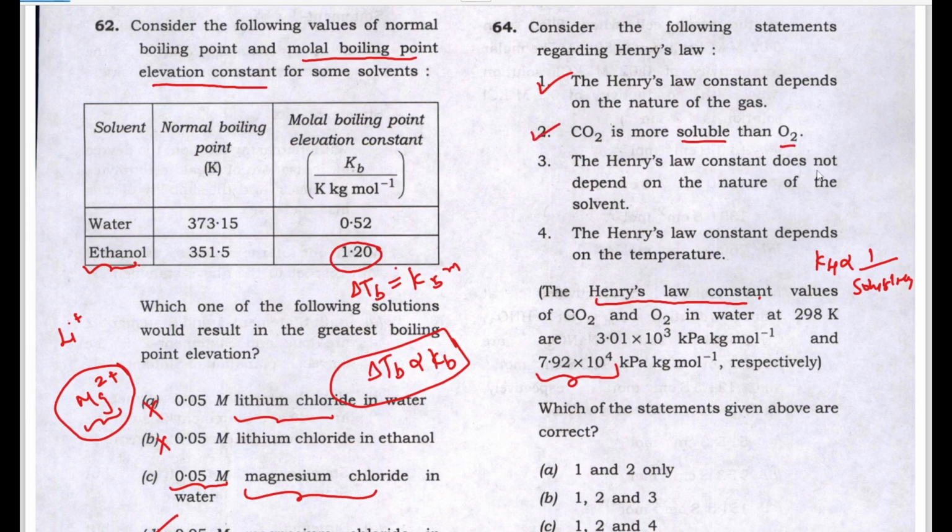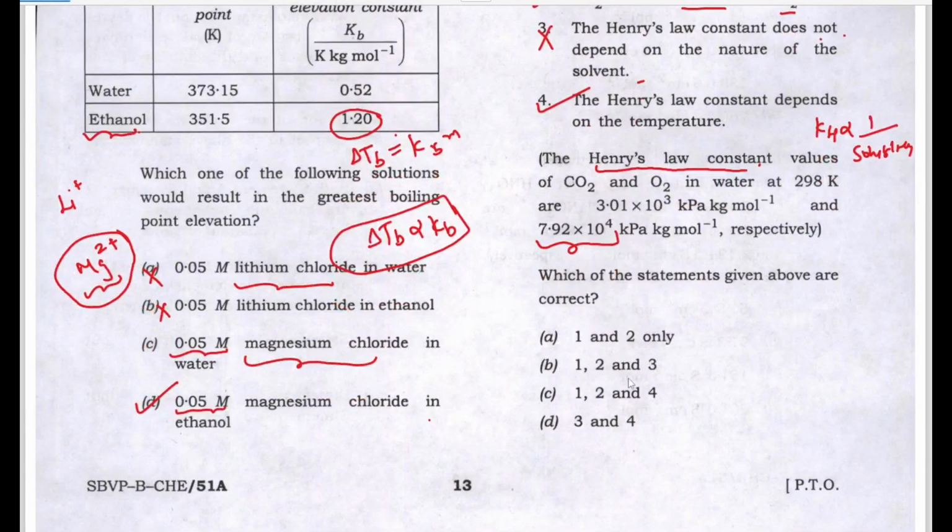Henry's law constant doesn't depend on the nature of solvent. It depends on the nature of solvent. So the third statement is incorrect. The Henry's law constant depends on the temperature. This is also correct. So ultimately the first, second and fourth statements are correct. So the correct option is C in this question.